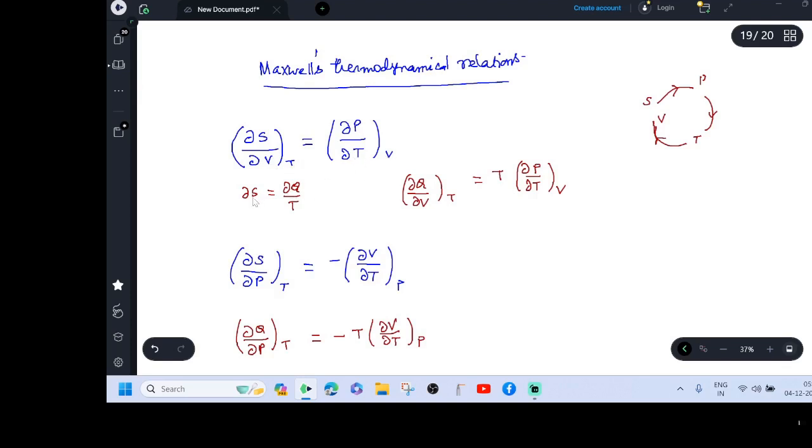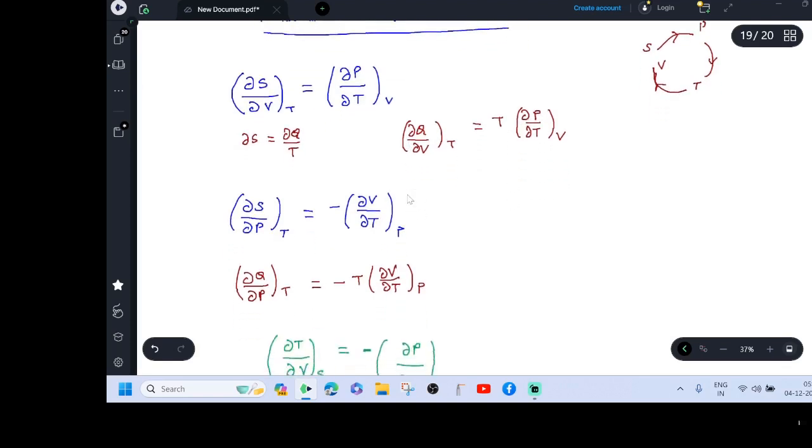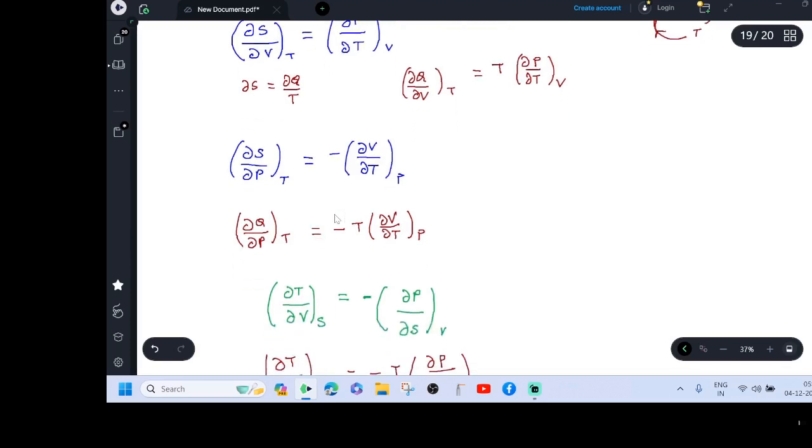You know that change in entropy equals ∂Q by T or ∂H by T. So this equation is modified: ∂Q/∂V at constant T equals T into ∂P/∂T at constant V. Then if you go to the second equation, here we are operating clockwise, SPTV. Here in anti-clockwise we are writing SPTV, so we have introduced a negative sign. Then ∂S should be replaced by ∂Q by ∂T. You can get this equation.